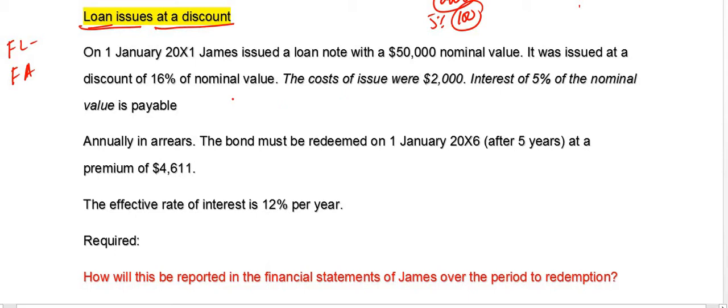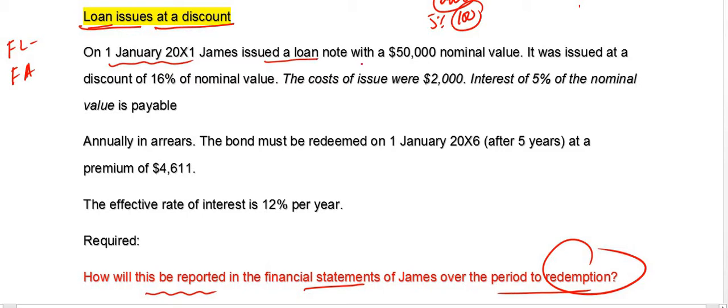Now the question says, how will this be reported in the financial statements of James for the period to redemption? So you have to redeem this at a future date. On 1st Jan 2001, James issued a loan note, which gives rise to a financial liability, and the nominal value is $50.